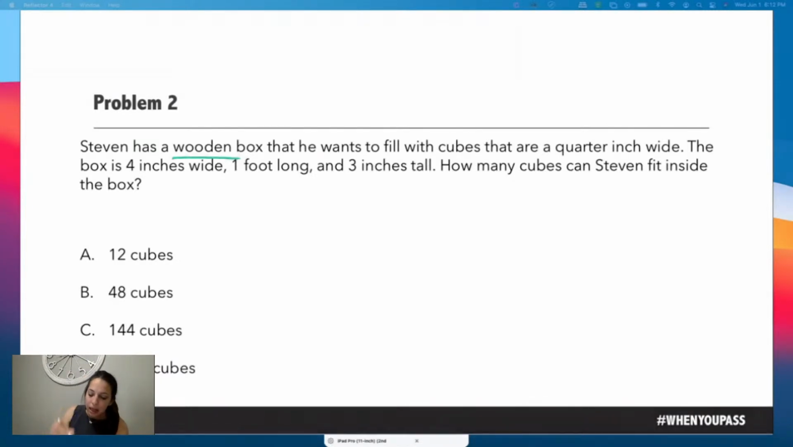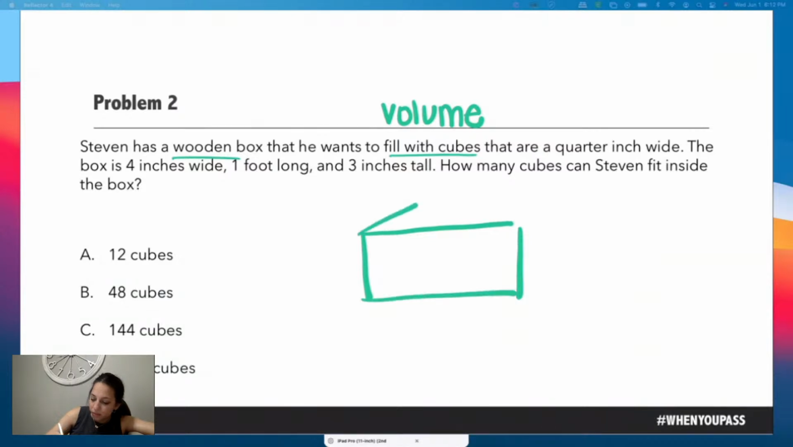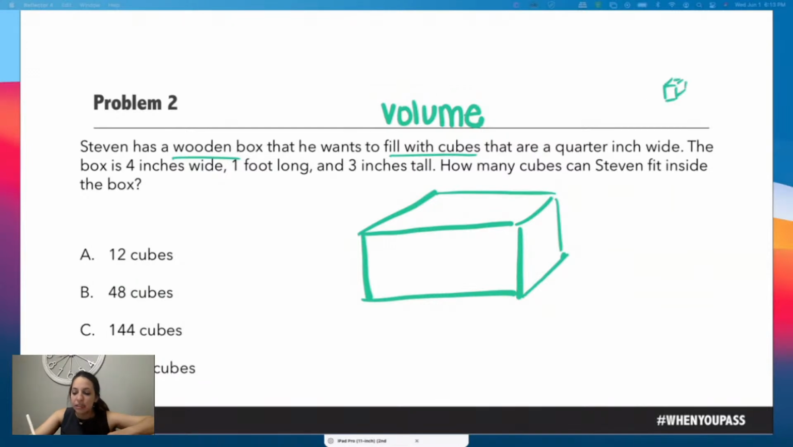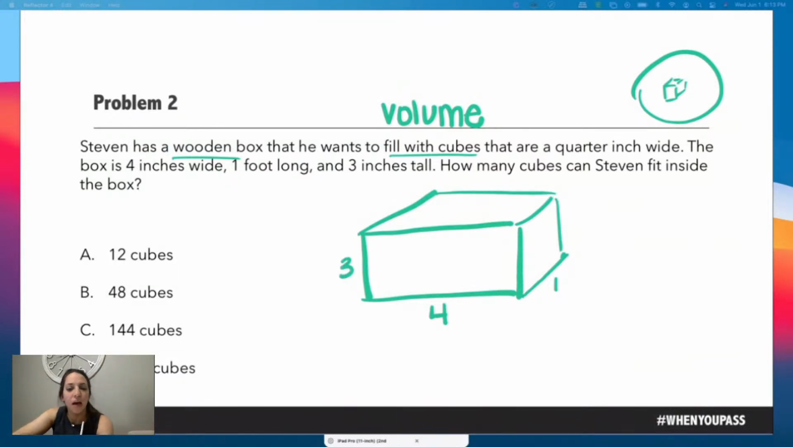All right. So we have a wooden box that we want to fill with cubes. So we know we're looking for volume because we're filling up the box. So I'm going to draw a box here really quickly. Like I said, this is a great problem for anybody in the room. Okay, and he's filling the box with cubes that are 1/4 inch wide. So this is what I'm filling my box with. The box is 4 inches wide, 1 foot long, and 3 inches tall. How many cubes can he fit in the box?